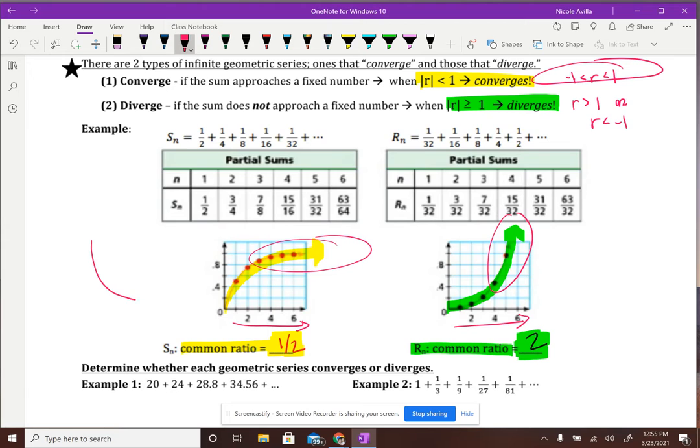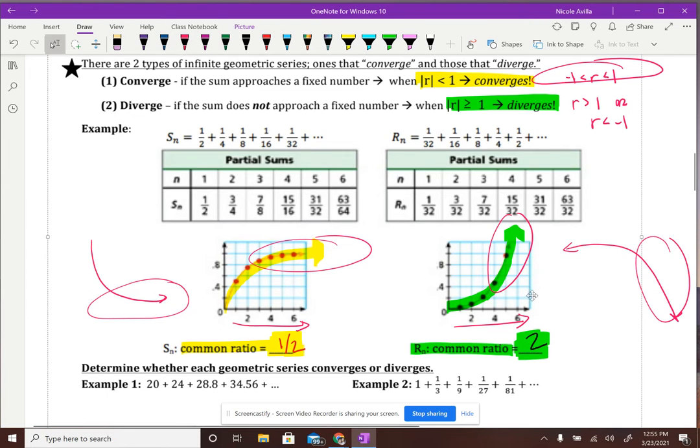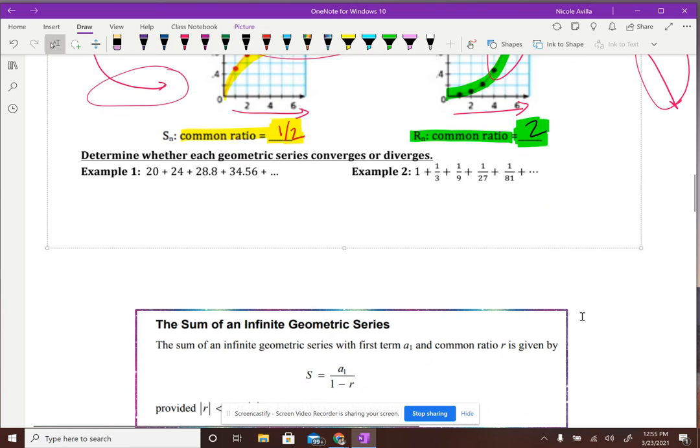You can also have it look like it's leveling out in a downward pattern. That would also be convergent. Or you can have it dive down, and that would be divergent. Okay, so the key is the ratio. Remember, to tell if something in general is geometric, you check for a common ratio, and then if that ratio is between -1 and 1, it is convergent. All right, so we're going to look at a couple of problems.